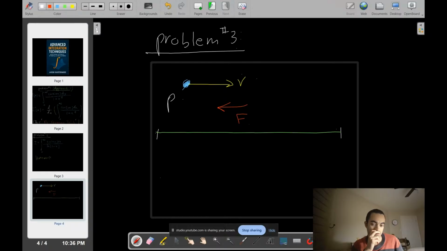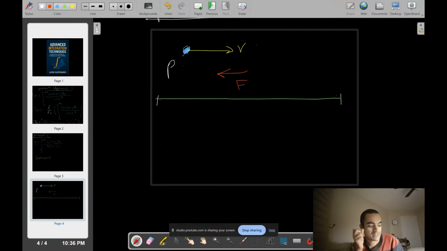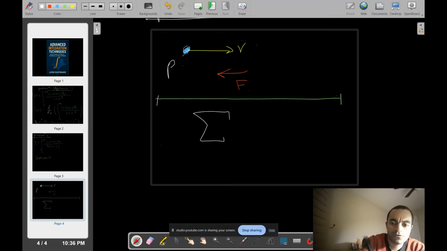And therefore, we know that if you know any physics by any chance, I assume most of you have taken physics. There's something called Newton's second law, which states the following. Newton's second law states that the sum of all forces is equal to the mass times the acceleration. Okay, this is by Newton's second law.